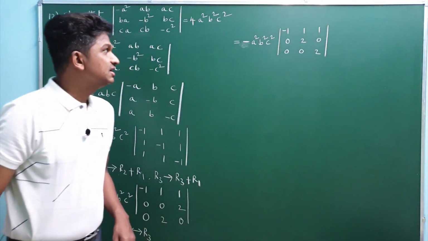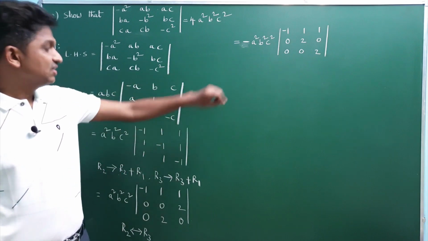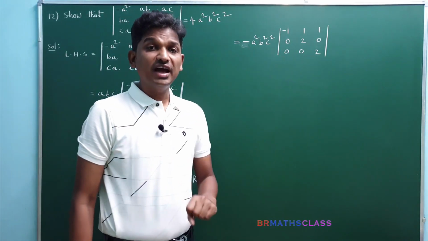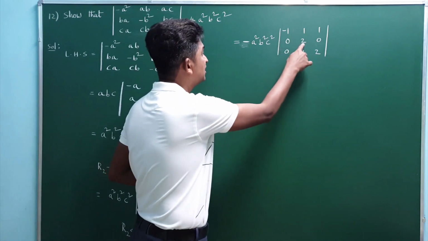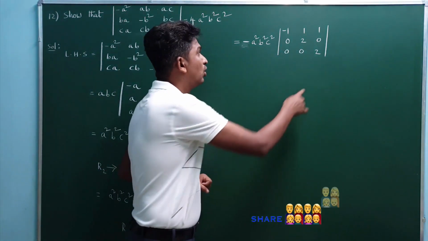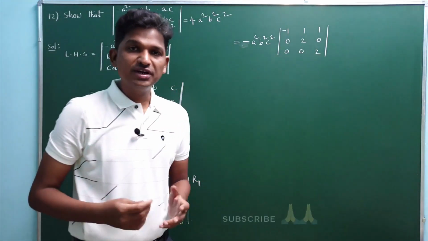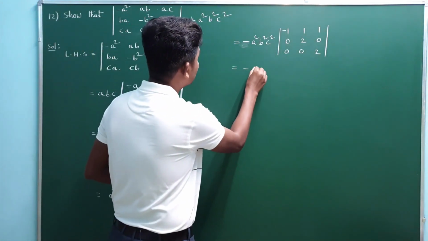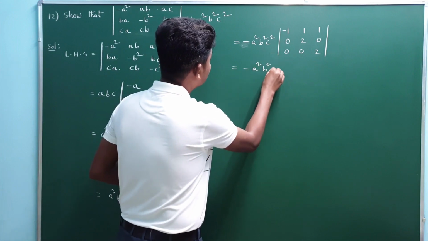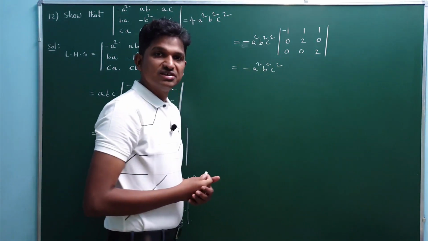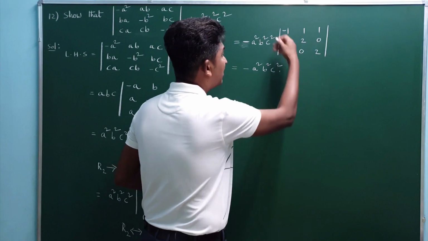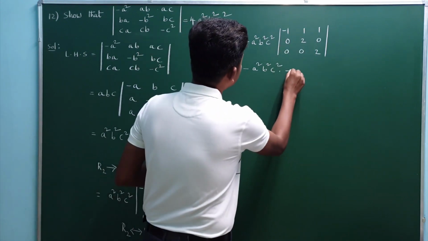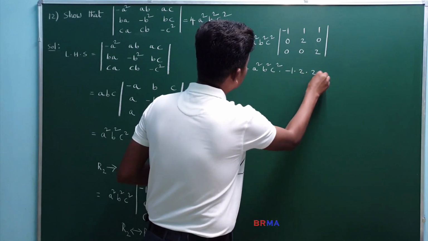Okay. See here, as I interchanged R2 and R3, this is the determinant of a triangular matrix. You see all the elements below the diagonal are 0. What is this? This is the determinant of a triangular matrix. We know the determinant of a triangular matrix is the product of all its diagonal elements. So minus A square, B square, C square into, what is the value of this determinant? Product of all its diagonal elements. That is minus 1 into 2 into 2.